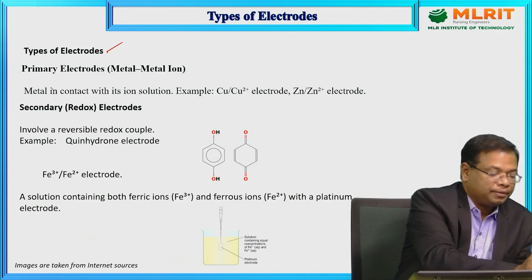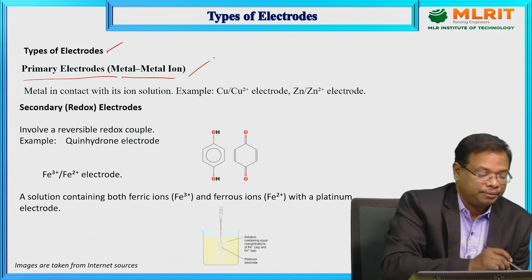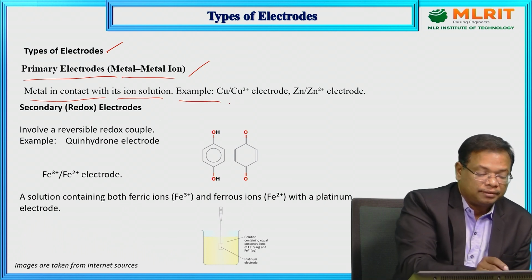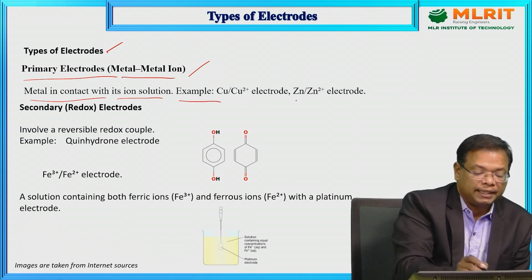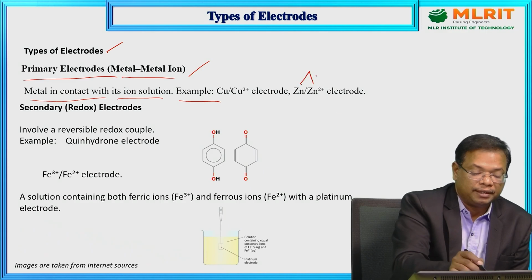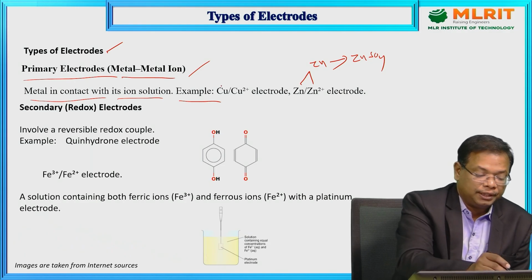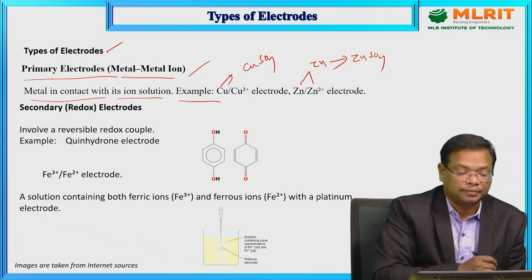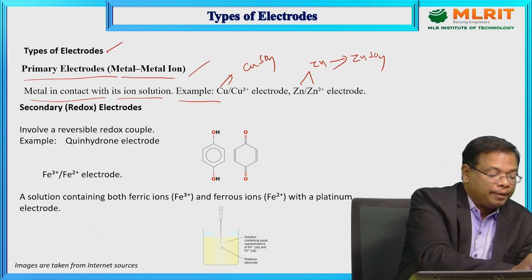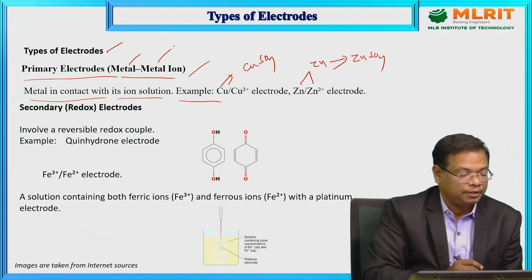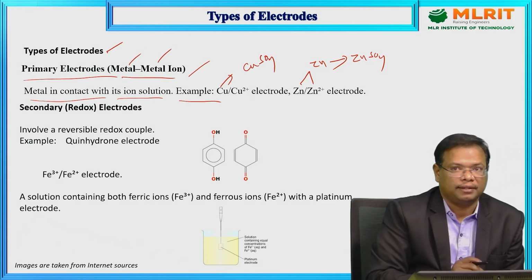Types of electrodes. Primary electrodes: a metal in contact with its ion solution. Example, Cu2+ electrodes, Zn2+ electrodes. How will it be? Zn interacted with ZnSO4, Cu interacted with its electrolyte CuSO4. So this is called a metal in contact with its metal ion solution. So the primary electrodes are metal ion electrodes.